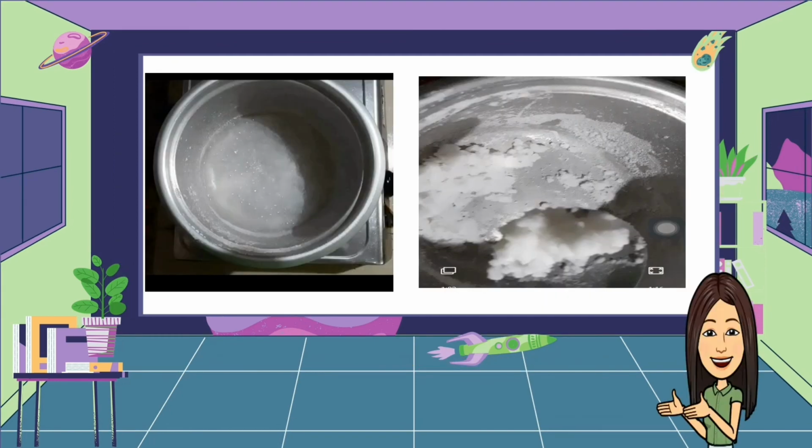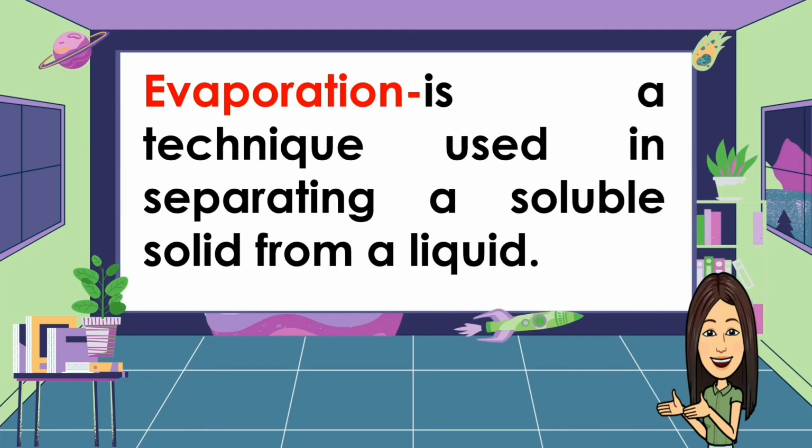In the process of evaporation, the solution of water and salt is heated for the liquid to evaporate. The water in the mixture did not disappear. It became a gas called water vapor. Solid particles of salt remain after liquid evaporates. Evaporation is a technique used in separating a soluble solid from a liquid.